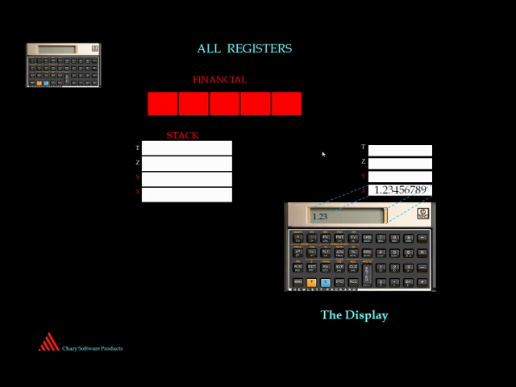Anyway, those are the stack registers, and that's kind of a way to remember them. But stack registers are where everything happens in the 12C.